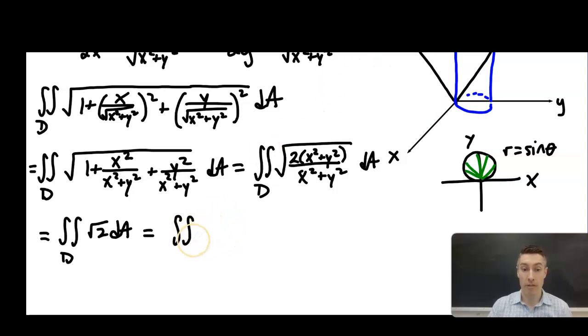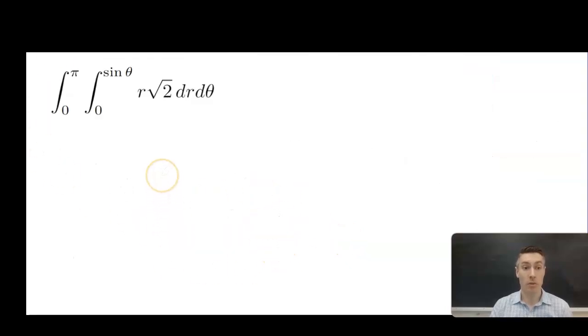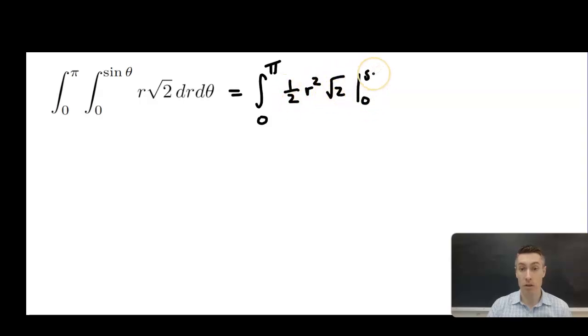Okay, so we have the integral from 0 to π, with sin θ from 0, of √2 r dr dθ. So now let's integrate this. We can't separate here because we have a bound in terms of θ. So the integral from 0 to π of 1/2 r² √2, from 0 to sin θ, dθ.